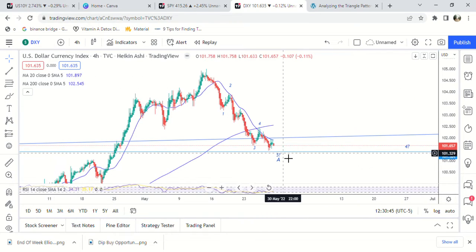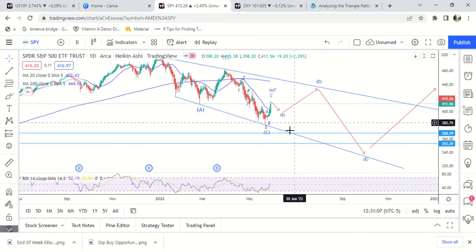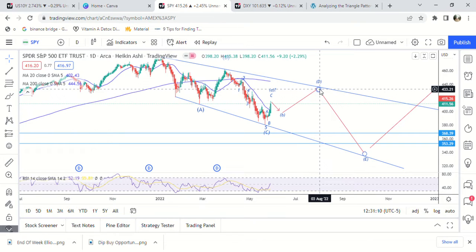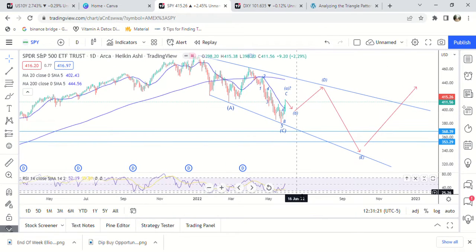That's why that makes sense with the DXY, and then also on the 10-year yield it's the same thing. ABC, expecting it to get to around the start of August down to about 2.4, and then start the fifth wave. I think that both of these, the 10-year yield and the dollar, play into this scenario perfectly, where we bounce for a couple months to 435-ish, maybe 433, and then we have an E wave that falls off a cliff.